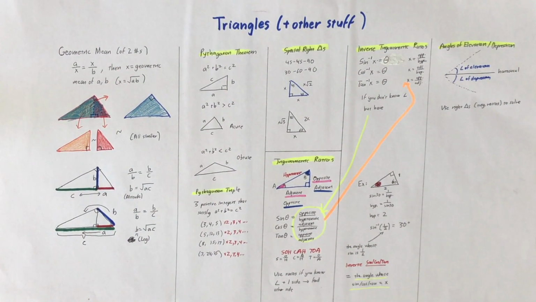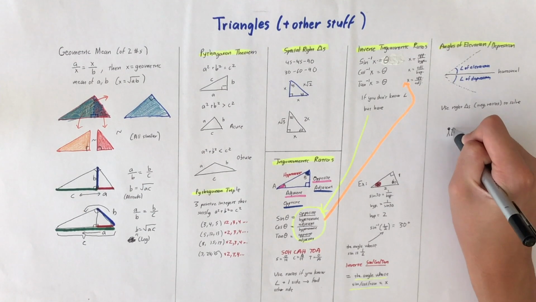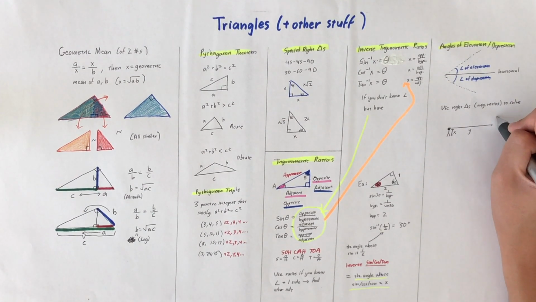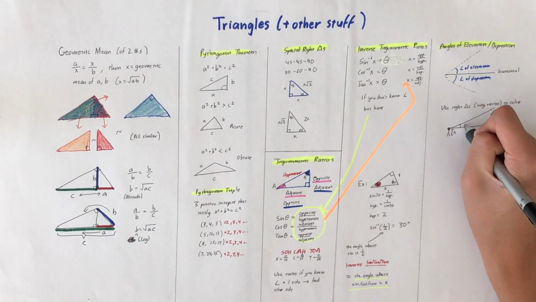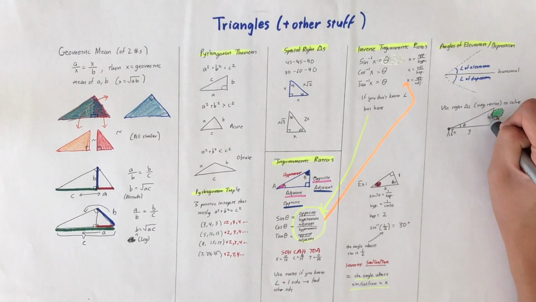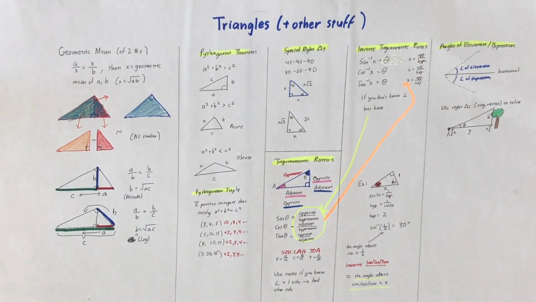So a typical problem would be you have a person whose eye level is x feet off the ground, and he sees that he's y distance away from an object, and his line of sight to the top of the object forms some sort of angle, and then he needs to find the height of the object. So then you would just use trigonometric ratios in order to find the height of the object and add it to his height.